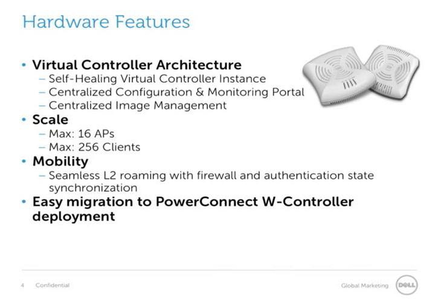Each PowerConnect W-Instant cluster can scale to a maximum of 16 access points and 256 clients. PowerConnect W-Instant also offers seamless Layer 2 roaming with firewall and authentication state synchronization between access points. This is crucial for applications like voice and video to allow you to roam between access points without any session interruption. And if your deployment later requires the power and feature set of the PowerConnect W controller-based architecture, Instant APs can be easily converted into controller-based APs.